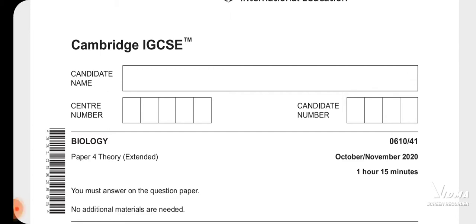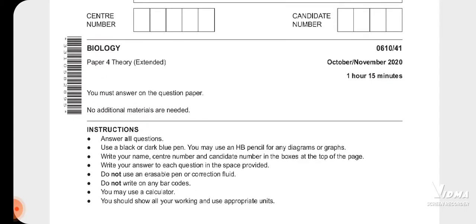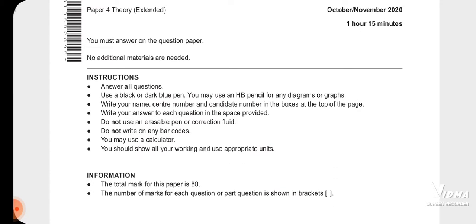Let's start to answer the paper for IGCSE students, okay? In biology. Today we'll talk about biology, okay? We'll talk about the paper of October-November 2020. The time of the paper is 1 hour and 15 minutes, okay? All instructions include answering all questions using a black or dark blue pen and writing the center name and so on.